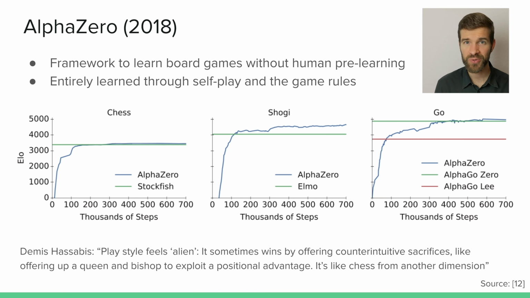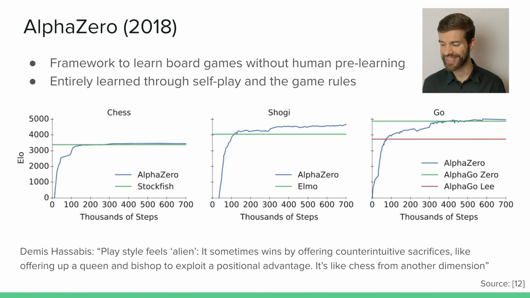This is a really interesting quote that I don't want to hold back from you. The world champion said, Demis Hassabis's playing style feels alien. It sometimes wins by offering counterintuitive sacrifices, like offering up a queen and bishop to exploit a positional advantage. It's like chess from another dimension. And this might sound scary, but it's really remarkable to see that the computer learned to go into certain directions that were so out of our realm of imagination, but eventually got to a better solution than we could come up with.